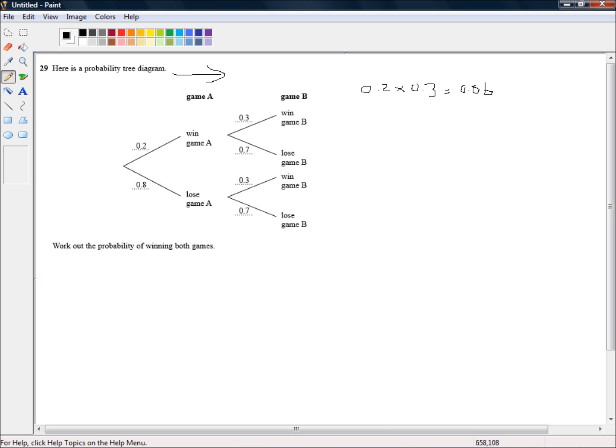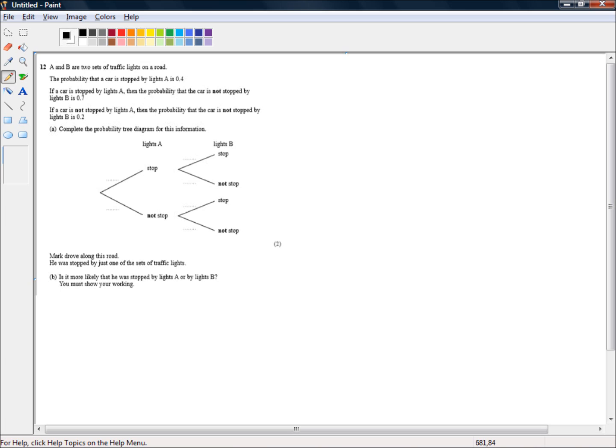And that's the end of that actual question for the exam. Let's look at another, just to really ram home how these probability trees work. A and B are two sets of traffic lights on a road.